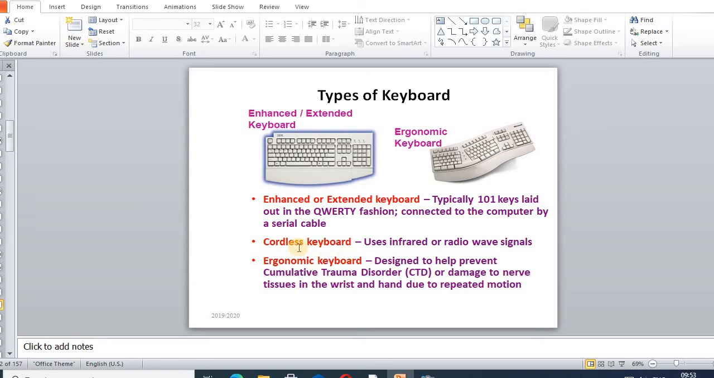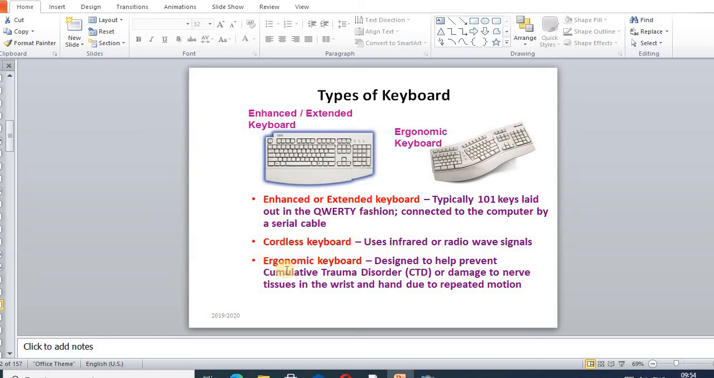So this is what I would call the cordless keyboard. They use infrared or radio wave signals. They are not strong enough. They are very weak. They don't penetrate through any surface. They have to be near the device.